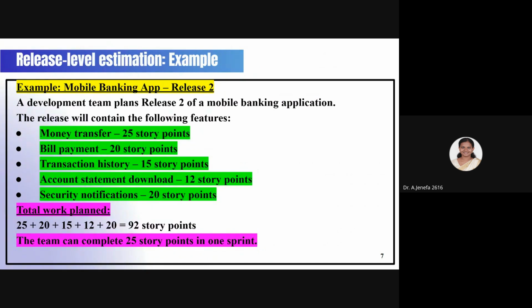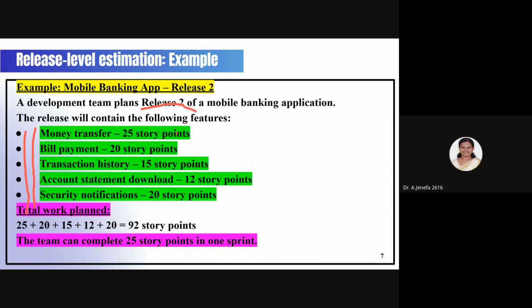Fine. So see here, a development team plans release 2. They are going to release version 2 of a mobile banking application, which should have the following features: money transfer, bill payment, transaction history, account statement download, and security. These are the features I need in this release 2.